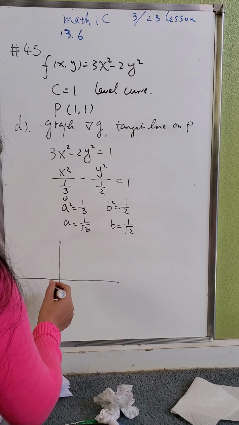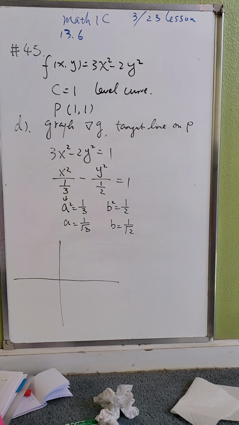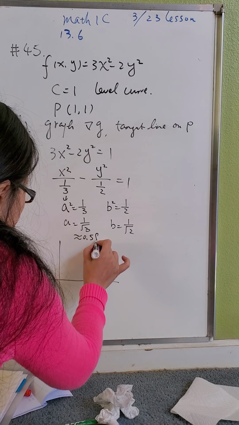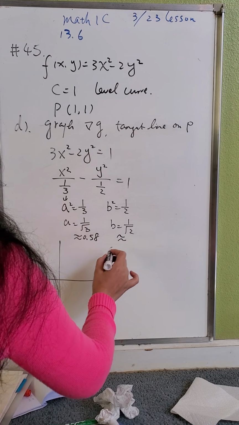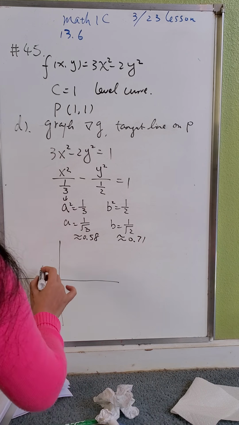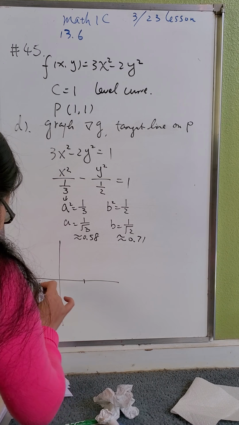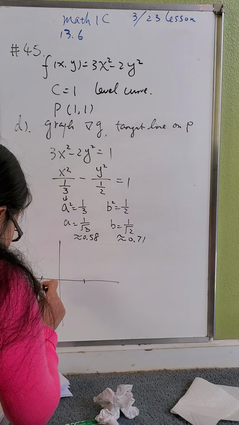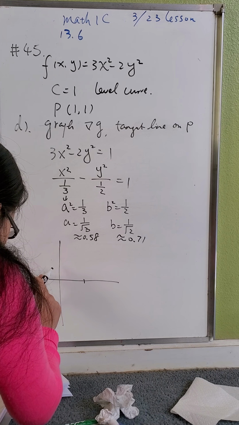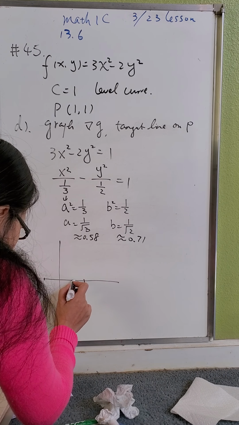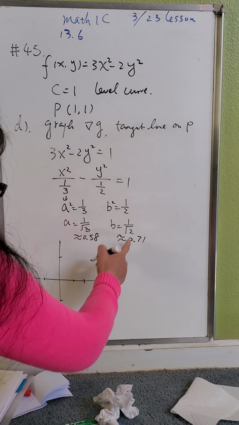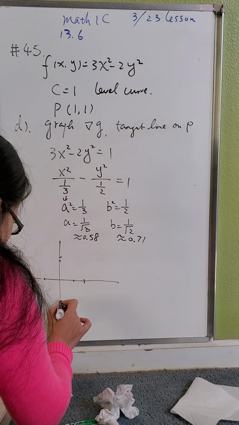1 over square root 3, so I use my calculator. 1 over square root 3 comes out as approximately 0.58. And this one approximates to 0.71. So 0.58, so this is a 1 here, this is a negative 1. So 0.58 is about right here, okay? A little bit past the half, so it's a little bit here. And then it's a 1 here and 1 here, and then this is a 0.71, so it's right here, and then right here.